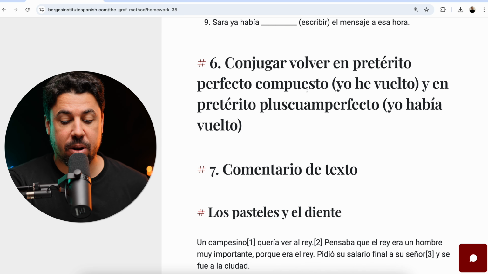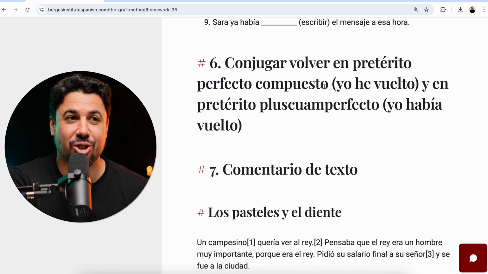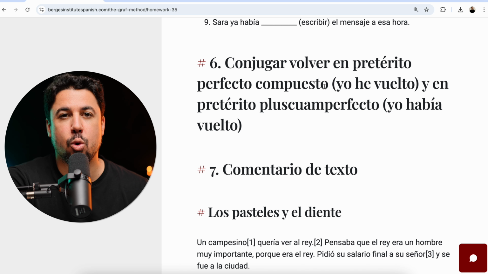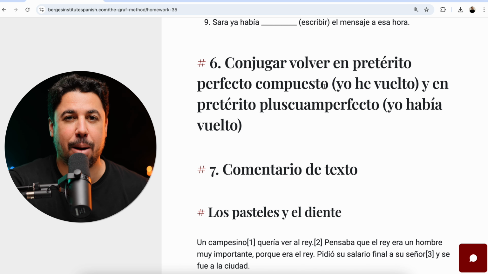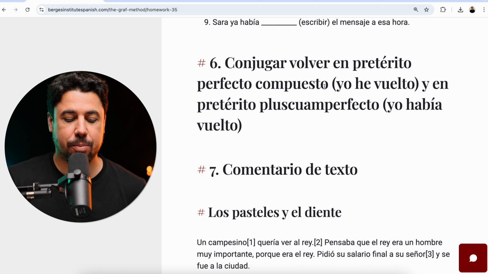So, let's do pretérito perfecto compuesto, volver. Yo he vuelto, tú has vuelto, él, ella, usted ha vuelto, nosotros, nosotras hemos vuelto, vosotros, vosotras habéis vuelto, ellos, ellas, ustedes han vuelto. So that's pretérito perfecto compuesto, present perfect. And past perfect, pretérito pluscuamperfecto, yo había vuelto, tú habías vuelto, él, ella, usted había vuelto, nosotros, nosotras habíamos vuelto, vosotros, vosotras habíais vuelto, ellos, ellas, ustedes habían vuelto.